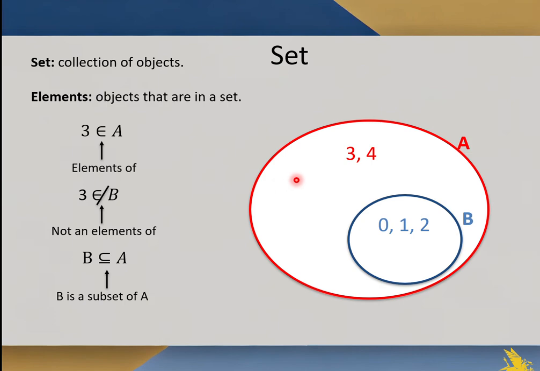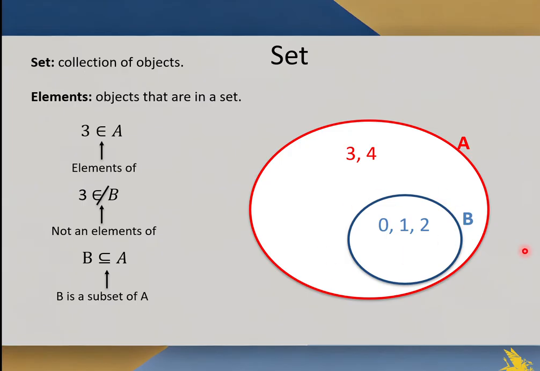So we can say that 3 is an element of A, and we use the element sign. I can put a line through it, and it means not an element. So 3 is not an element of B, because I can clearly see it's not in my B circle.